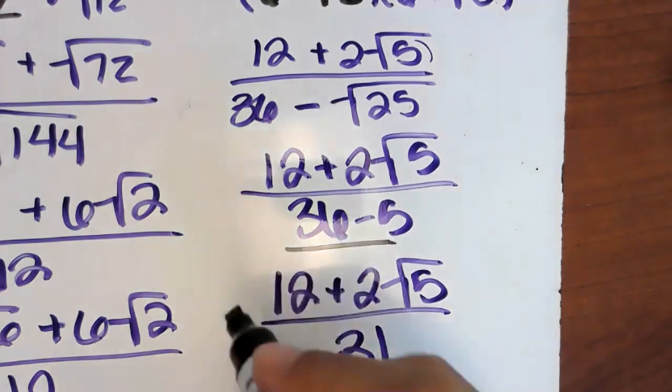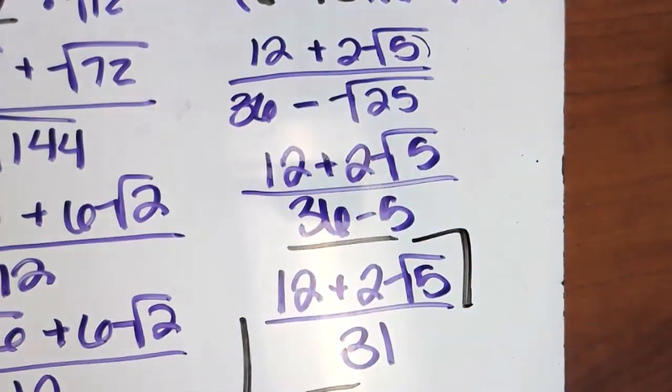Let me know if you have any questions, but you can't reduce this any further. 31 is a prime number. And that would be your answer.